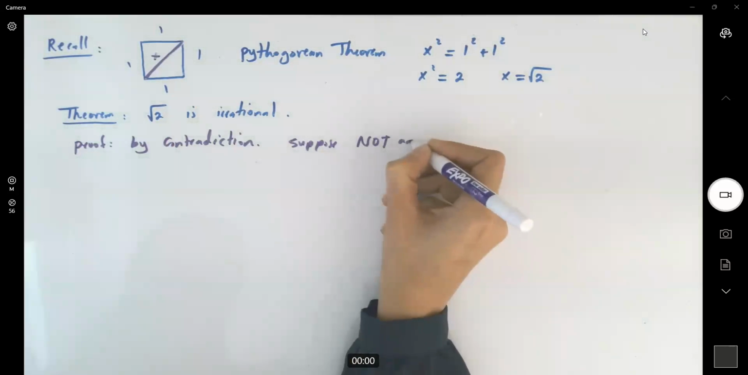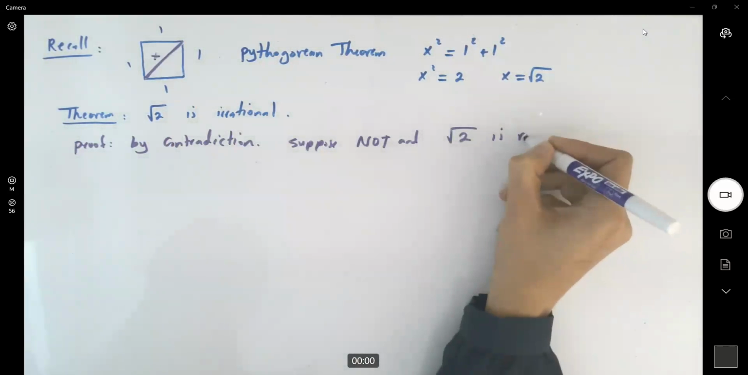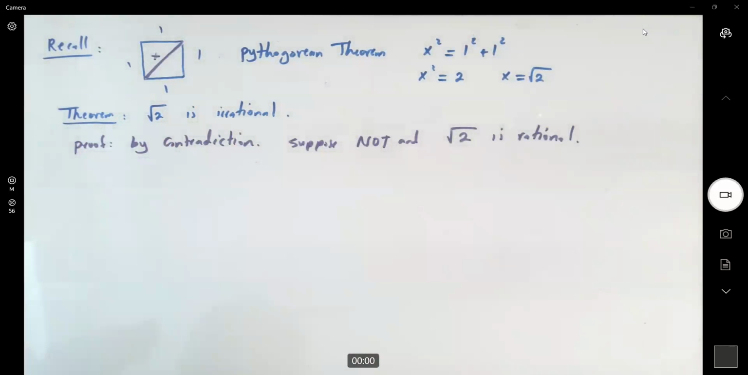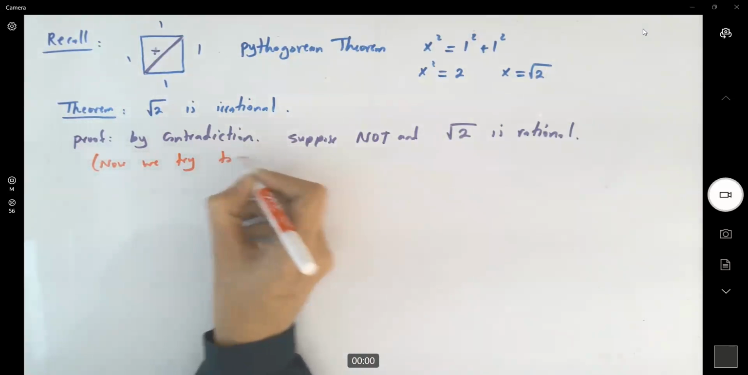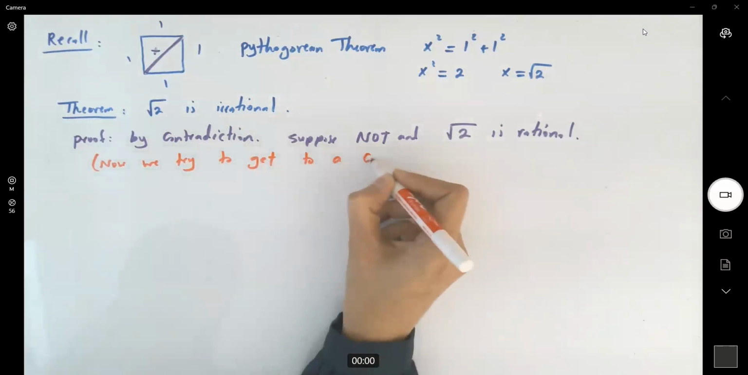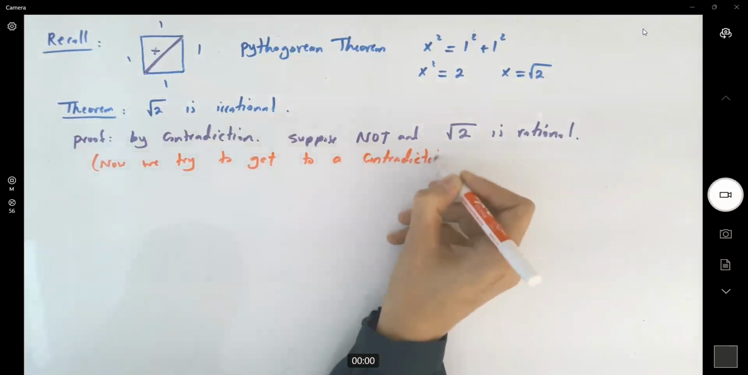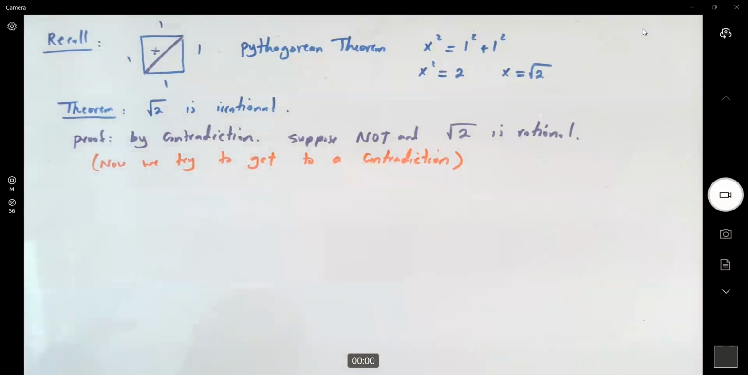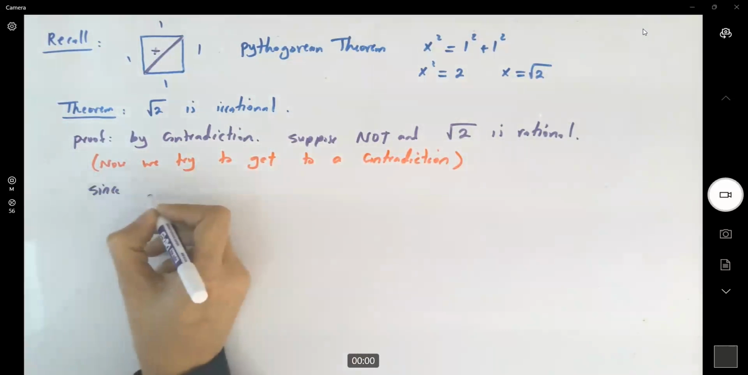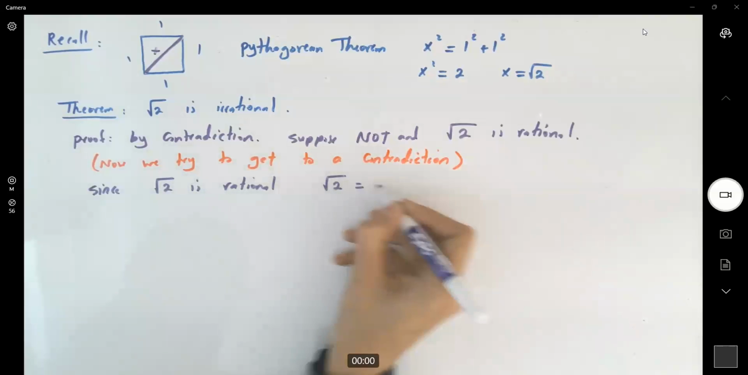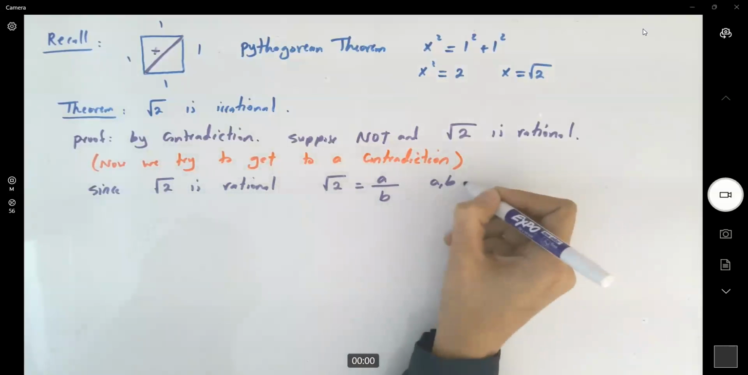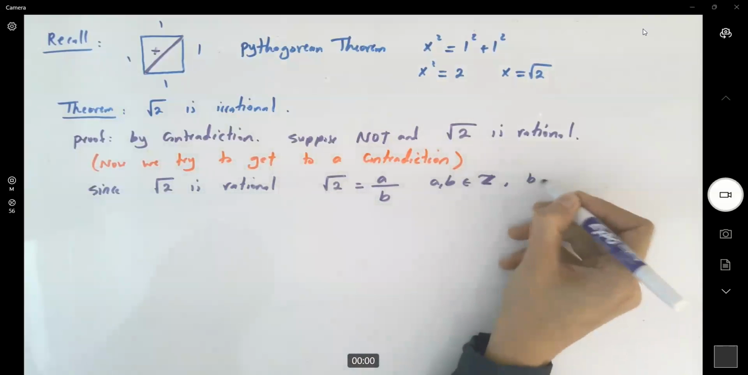Suppose not, and square root of 2 is rational. Remember that our goal is to get to a contradiction. Now we try to get to a contradiction. Perfect. Square root of 2 is rational. Since square root of 2 is rational, square root of 2 can be written as a over b. A and b, both of them are integers, and b is not 0.